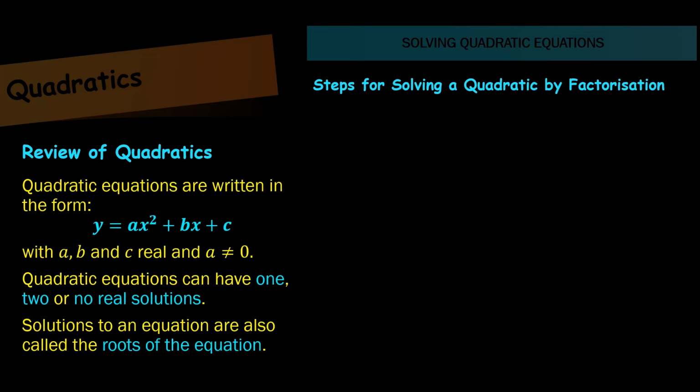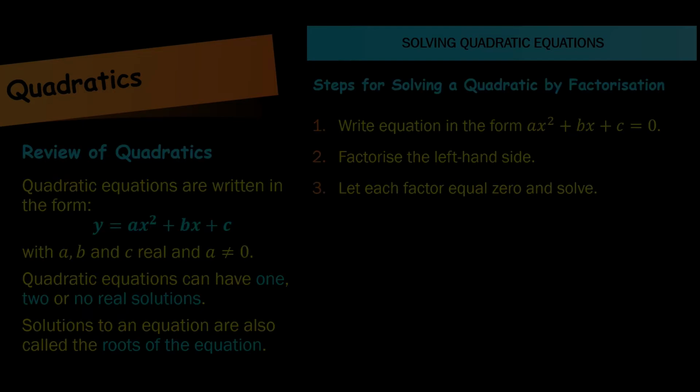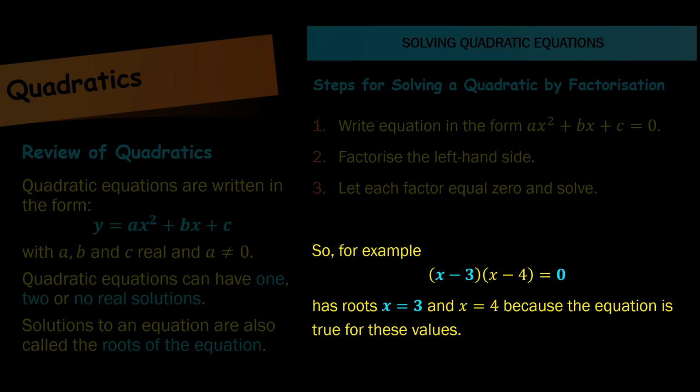So let's have a look at the steps for solving a quadratic by factorization. First, write the equation in the form ax squared plus bx plus c equals 0. Next, factorize the left-hand side. And finally, let each factor equal 0 and solve. So for example, the equation x minus 3 times x minus 4 equals 0 has roots x equals 3 and x equals 4, because these are the points at which the equation is true.